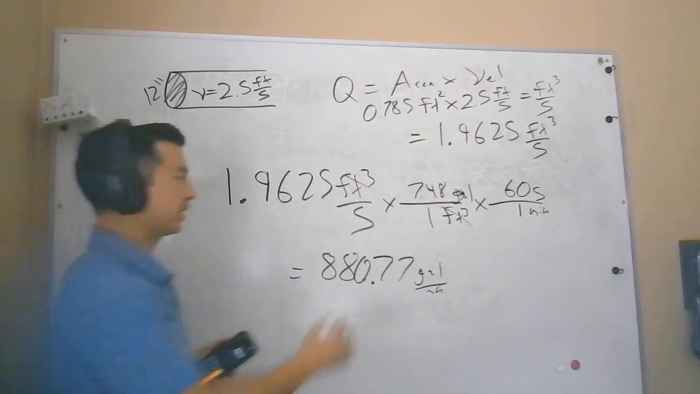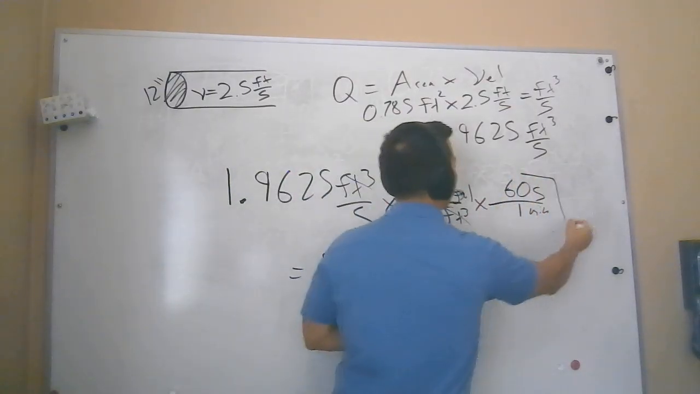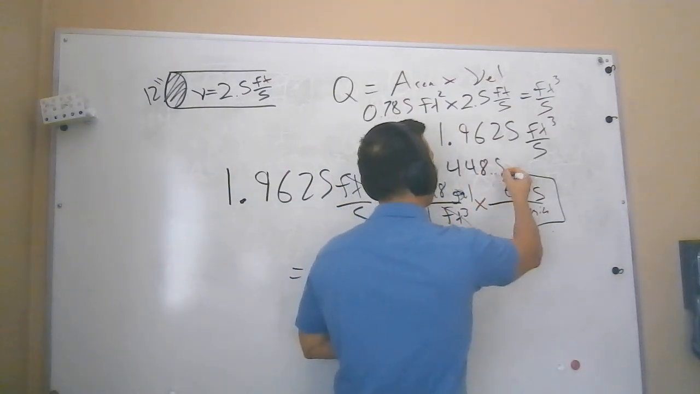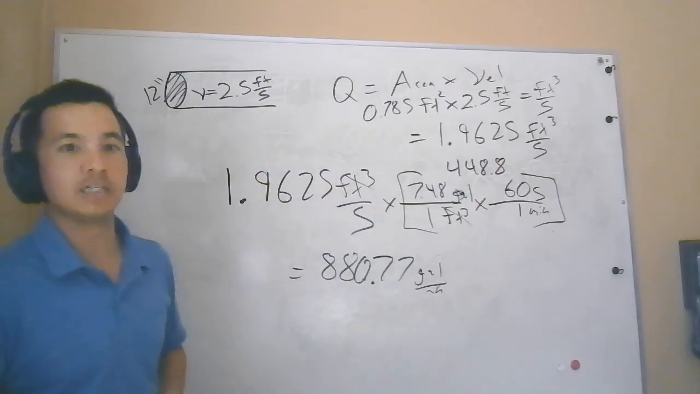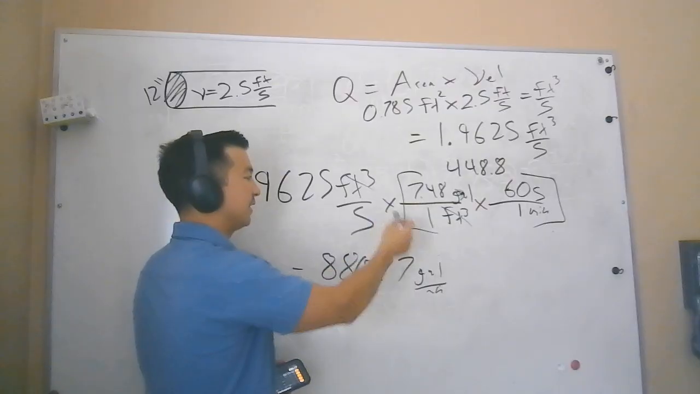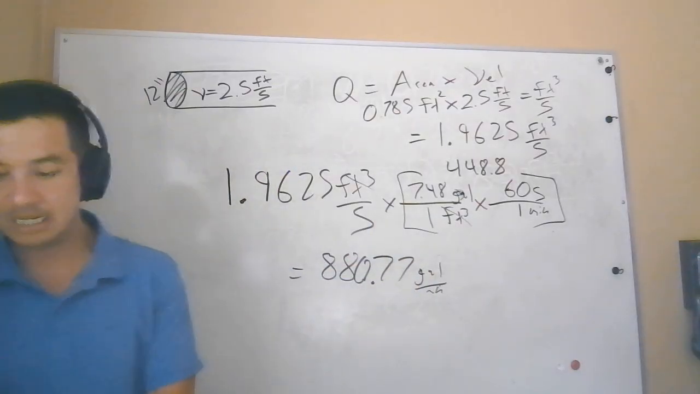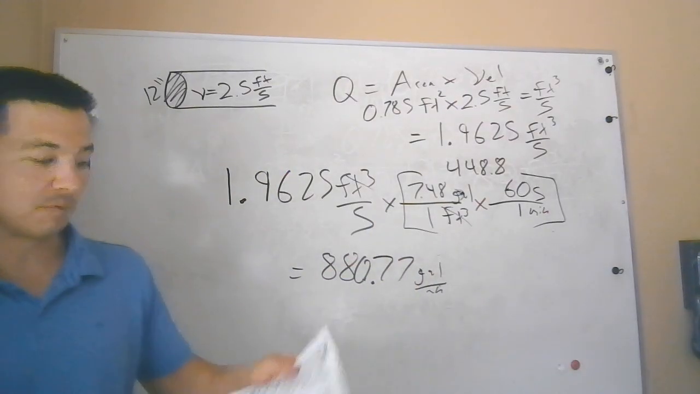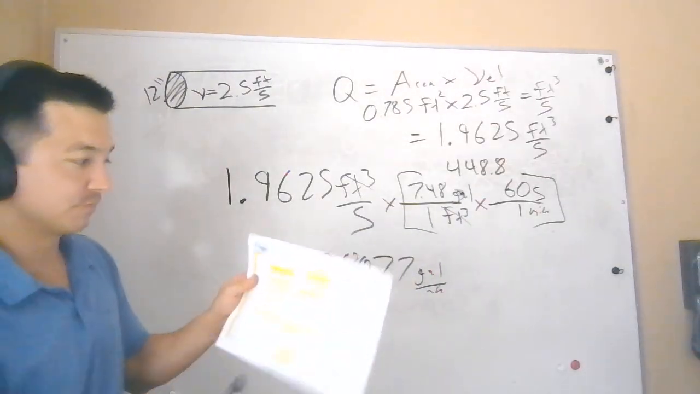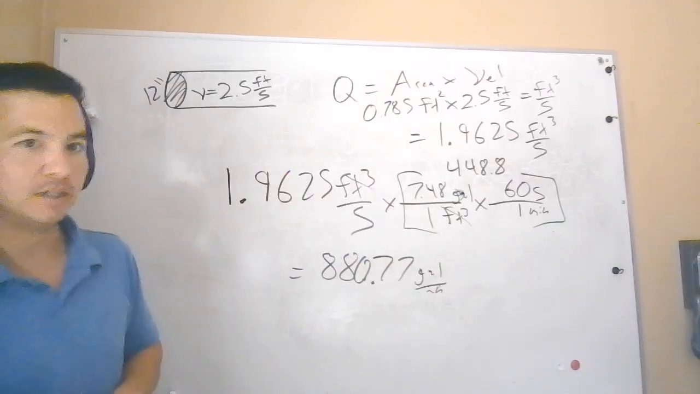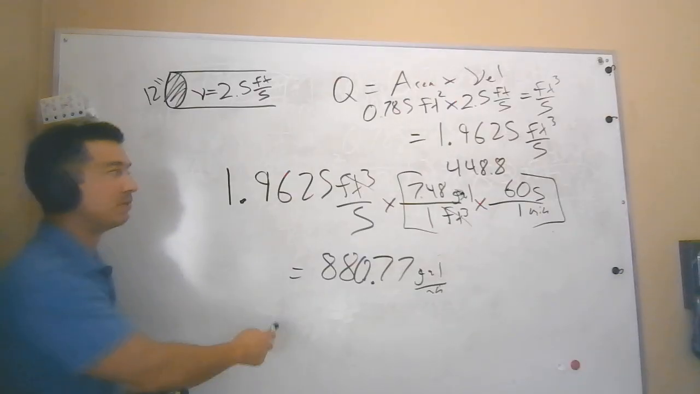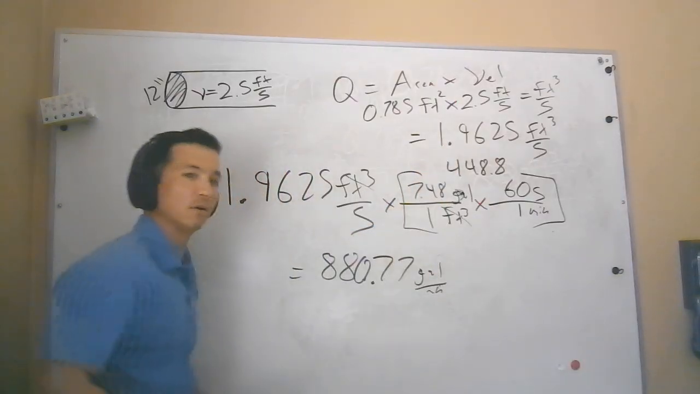Now, for those of you that like the shortcut, remember that this in brackets right here, 7.48 times 60, is always going to be 448.8. So that is essentially a cheat sheet, if you will, to get from CFS to GPM: use that 448.8. Keeping in mind that that 448.8 number is not on the old formula sheet, but it is on the new one, in this column right here. So if you forget it, like, okay, which way am I going? You can always go that route. 880.77 if we're looking for GPM, 1.96 if we're looking for CFS.